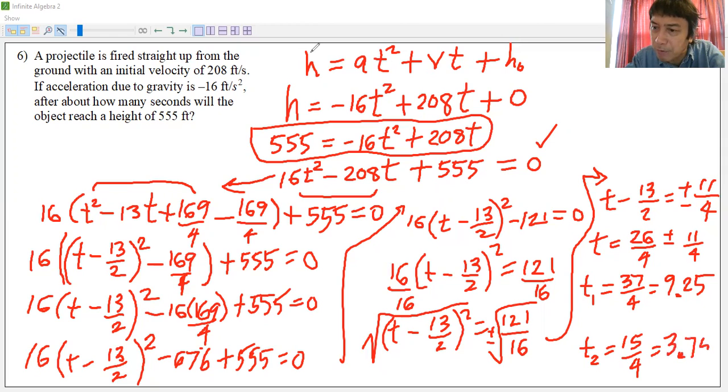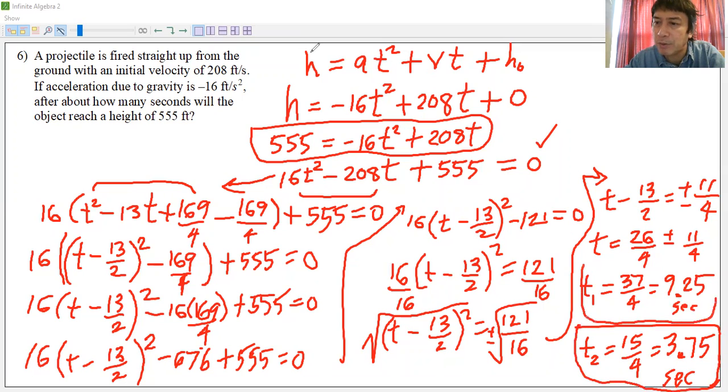And these are both seconds, okay? These are both seconds there. And this is also seconds there. So we have two answers. This is one of the answers, and this is the other one, 9.25. All right, how come there are two?